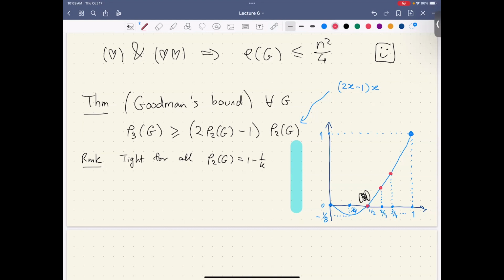All these points of the form 1 minus 1 over k are tight. And the tightness, I will leave it for you to check, is what you might expect, the complete multipartite graph. At 2/3, that's the edge density of the balanced complete tripartite graph. At 3/4, it's four-partite, and so on and so forth. Exercise for you to check.